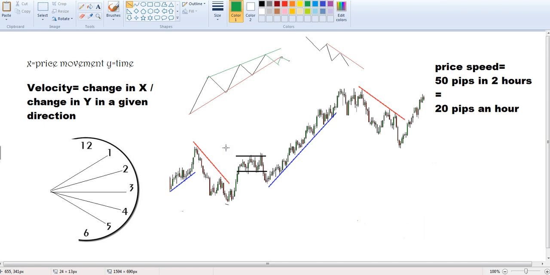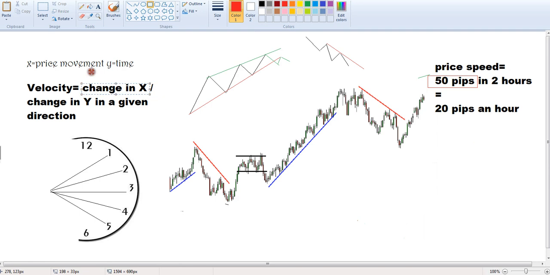And what the angle of movement represents, really, is velocity. Velocity is simply an object's displacement over a given time. Displacement basically means how far has it gone. So price's velocity would simply be its speed, and its speed is simply how many pips it has moved. So this is the first part of the equation right there.